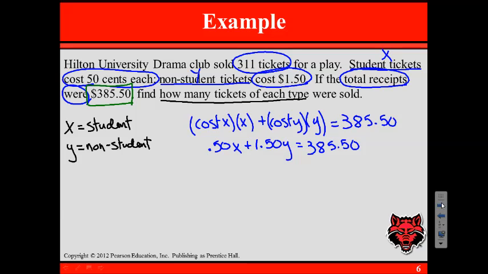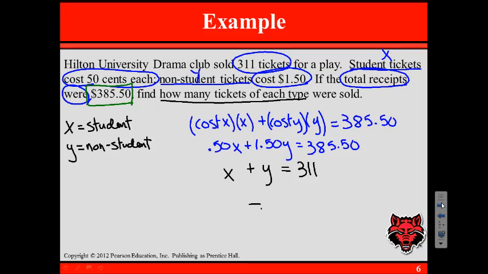The next piece of information that we're going to use, we were told that the drama club sold 311 tickets altogether. So if we add all of the student tickets and all of the non-student tickets, that should add up to 311. So now we have two equations with two unknowns. One takes care of the cost of each ticket and the total amount of money earned. The next equation takes care of the total tickets that were sold.